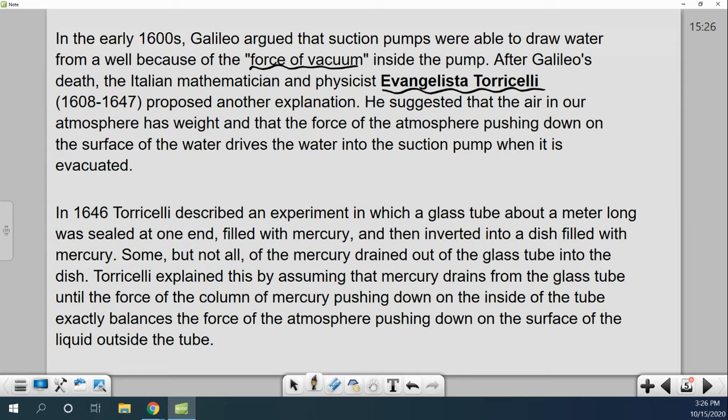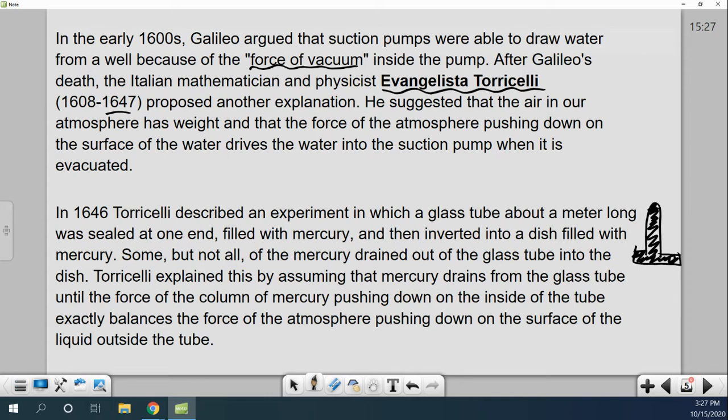So in 1646, and this is 1 year before his death, so obviously he had a bad day shortly after this, but in 1646, he described an experiment in which a glass tube about 1 meter long was sealed at one end. So you've got like a test tube. Picture a test tube. You fill that test tube to the top with mercury. Then you turn it upside down very carefully, because you don't want to touch mercury, and you stick it into a dish, which is also filled with mercury. So you'd have your test tube filled to the top with mercury, sitting in a dish, also filled with mercury. And then you let go of the test tube.